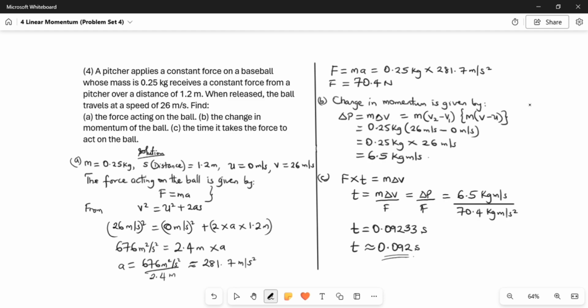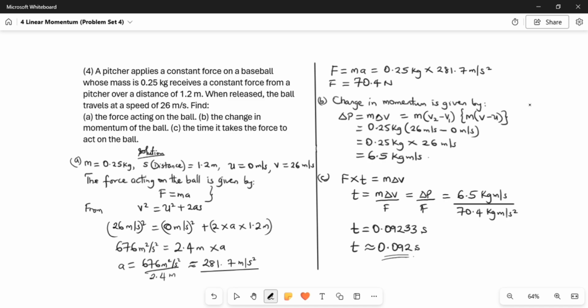But here we don't have any value for the acceleration of the ball. So we have to use one of the equations of motion to find the acceleration of the ball. The most appropriate equation of motion here is v² = u² + 2as, where s is the distance covered. So we simply do a little substitution into this equation and simplify further, and that gives us an acceleration of 281.7 meters per second squared.